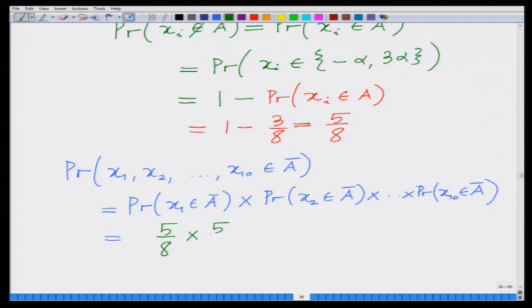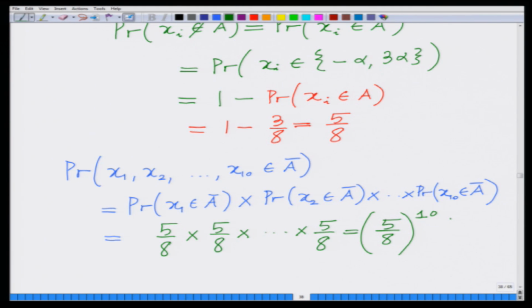5 by 8 times 5 by 8 times 5 by 8 equals 5 by 8 raised to the power of 10.